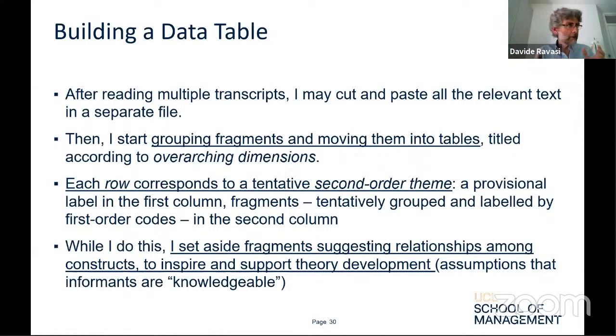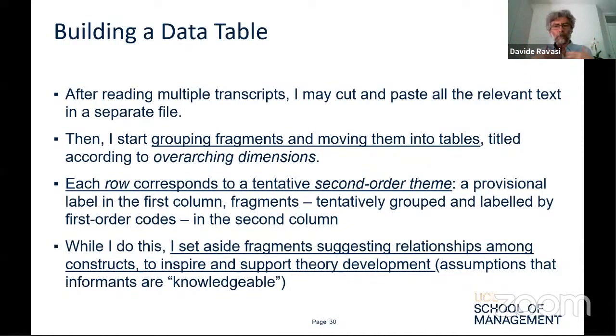While I do this, I sometimes come across some interesting parts of interviews that you couldn't really code. They don't necessarily refer to a specific code, but they may hint at dynamism around codes, relationships between codes, possible explanatory mechanisms, things that are important for my theorizing. Remember, these are knowledgeable informants. So we assume that they contribute to constructing the reality they experience, and their interpretations matter in the unfolding of that social reality. So I usually set these aside, often pasting them next to tables where they may be relevant, and I use them later to inspire theory development or to support my arguments.